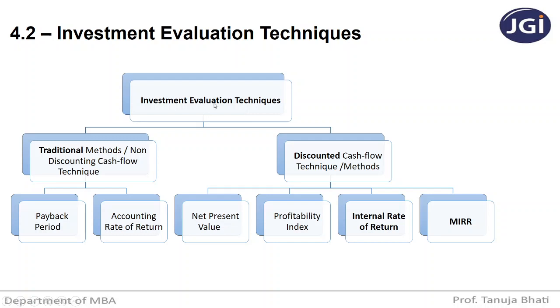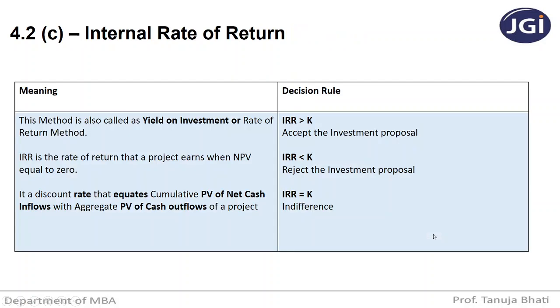So we know that investment evaluation techniques are divided into traditional and discounted. Under traditional, payback and accounting rate of return, which we have already seen in my previous video lectures. Under discounted cash flow methods, we have seen net present value and profitability index. Now we are just left with internal rate of return and MIRR. In this video lecture, we'll be covering these two aspects, and by this we cover the entire unit.